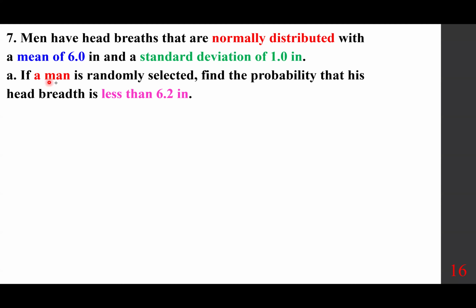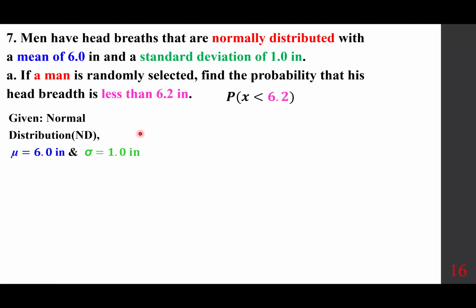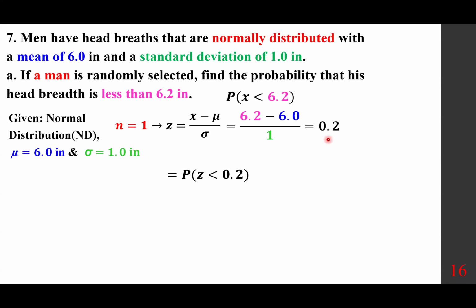And of course, in this case, a man, N is 1. Okay. We want the probability of X less than 6.2. We use the formula Z equals X minus mu over sigma. We have the mu and sigma. What is X? 6.2. Results in 0.2. So the probability of X less than 6.2 as far as normal distribution is concerned, for the standard normal distribution, is the probability of Z less than 0.2.